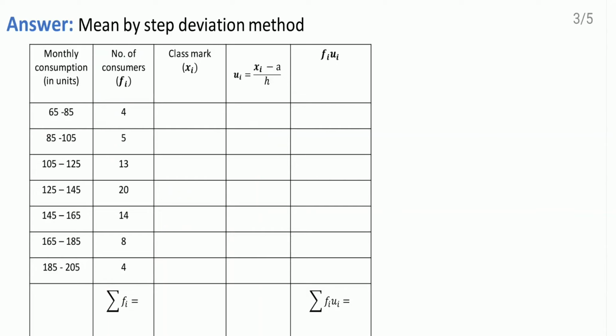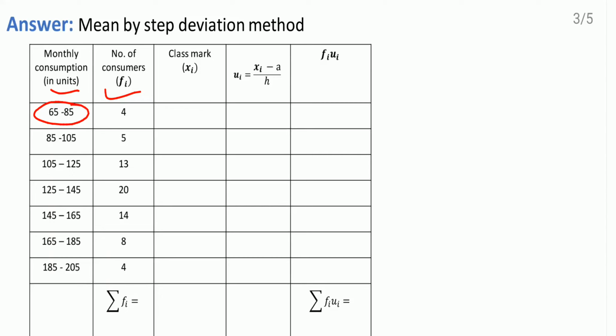Okay, so look at the answer here. I will find the mean by using the step deviation method. So the first column is the same, and the second column is also the same as the given information. Now we will find the class mark. Class mark means the average of the class. How to find it? Upper limit plus lower limit divided by 2, right?